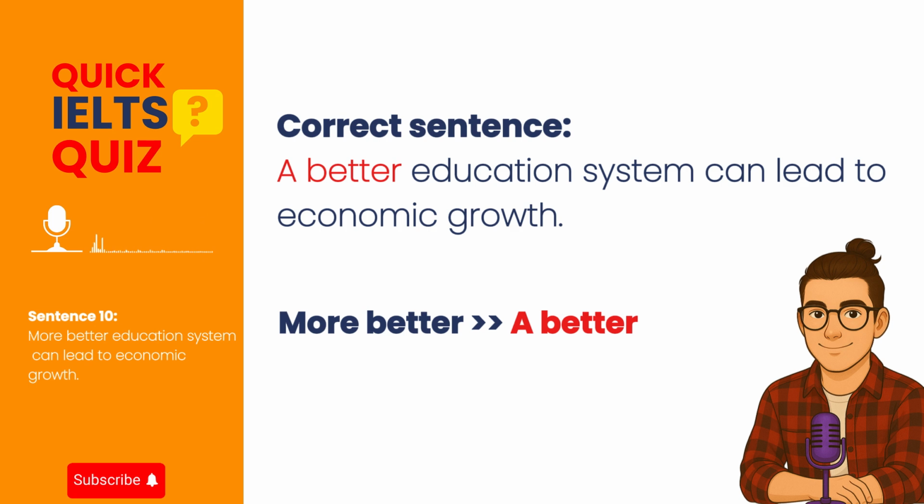Second, we're talking about one system, so we need the article a before education system, so the final correct sentence is, a better education system can lead to economic growth. Using proper comparatives and articles is key to sounding natural and accurate in IELTS writing.